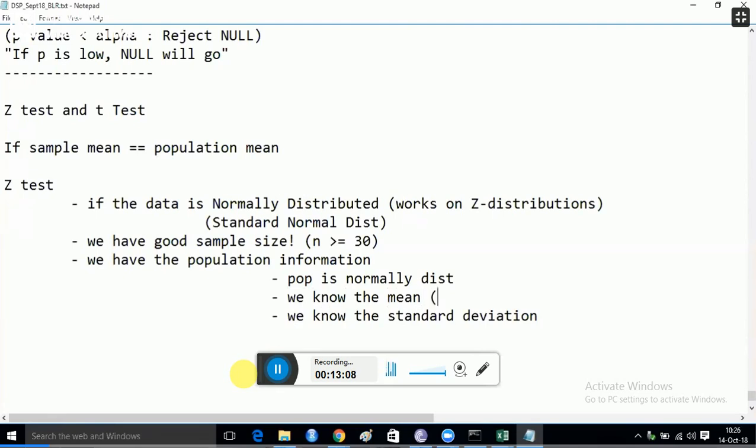Right? Sometimes this mean can be an exact one. Sometimes this mean can have an interval. That interval is denoted by standard deviation, of course. Yes, this is what I'm saying. Sometimes this mean will be a hypothetical mean.